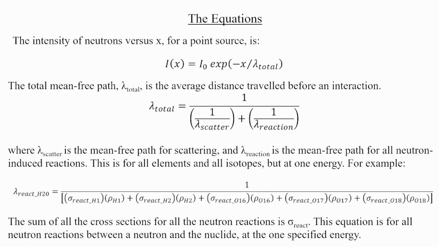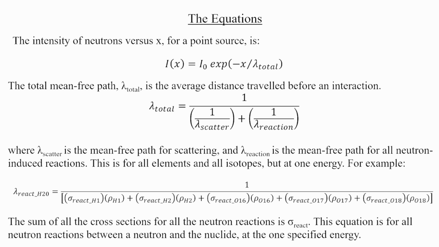Here are the equations for it. I have an intensity, the I, which is a function of distance, for a point source, and as you can see, it's an exponential function of the distance, plus something called the mean free path, lambda total. Now, lambda total is the average distance traveled before there is some sort of interaction.